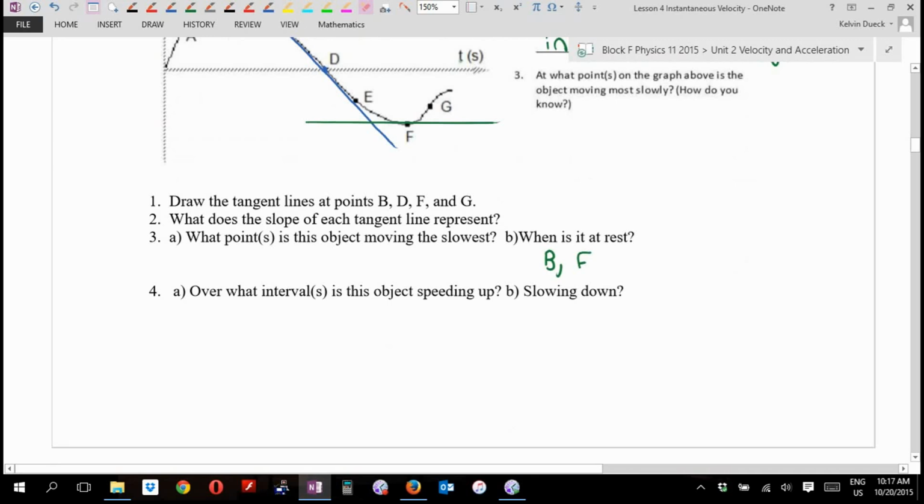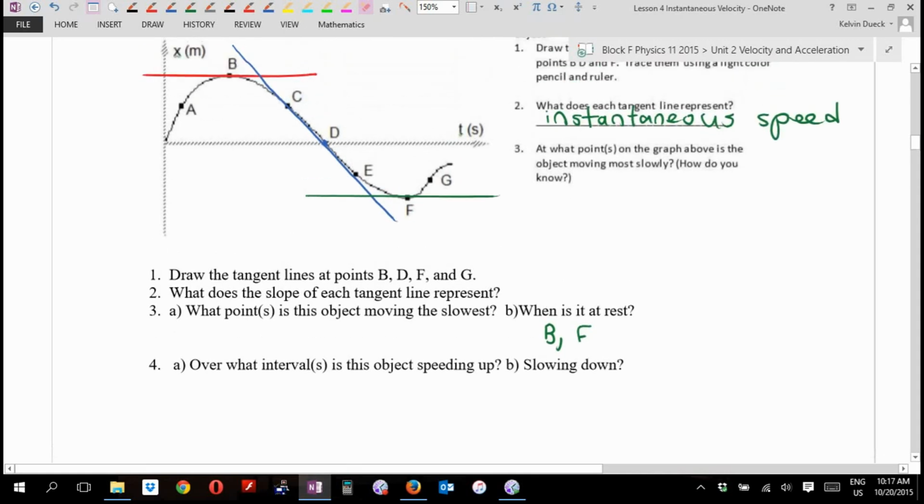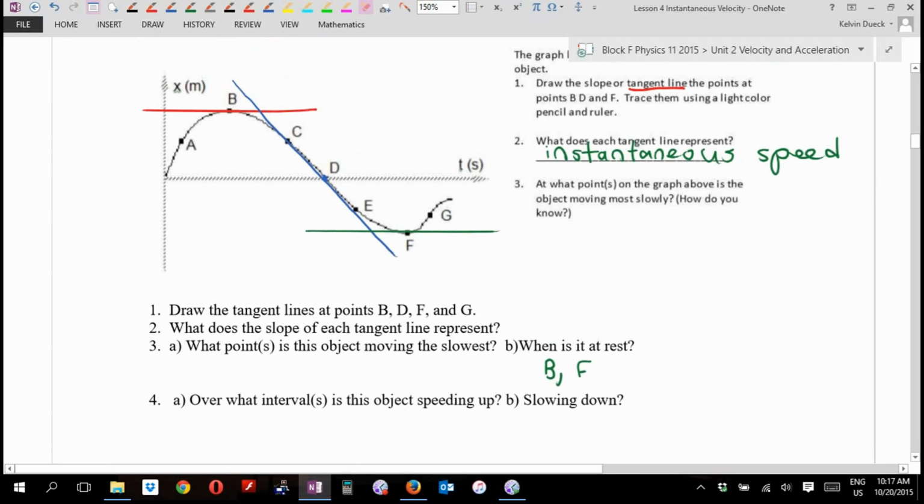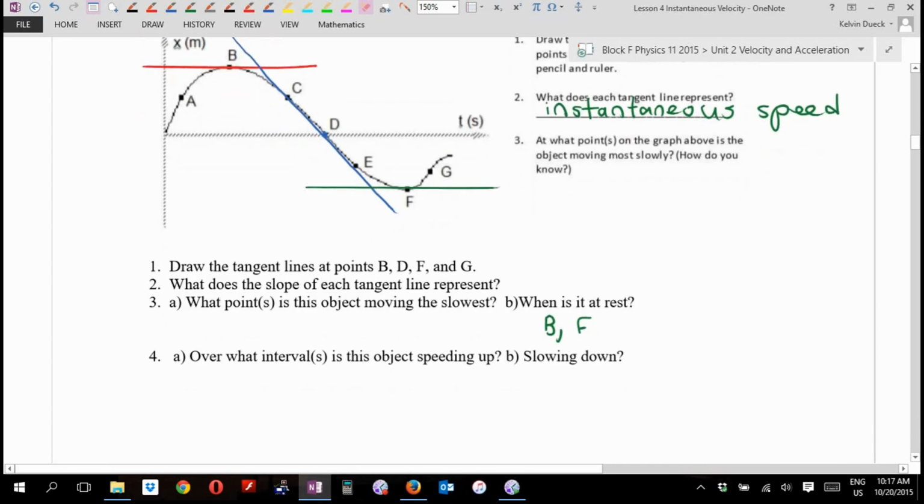So it says, question 4, over what intervals is this object speeding up, slowing down? Definitely slowing down between A and B. See how the slope is decreasing? I would argue speeding up between B and C. I know it's backwards, but the steepness is increasing, yes? Can you find me another section where it's slowing down, where the steepness is decreasing? E and F?